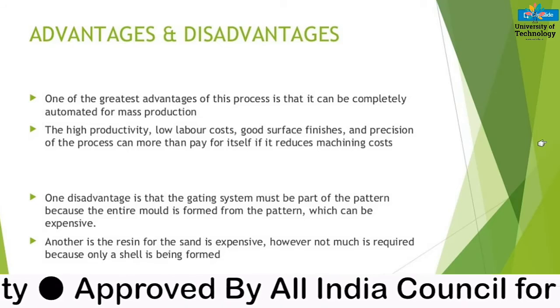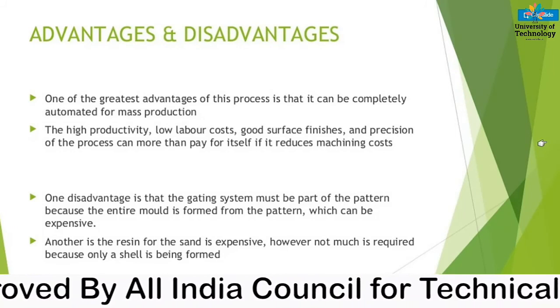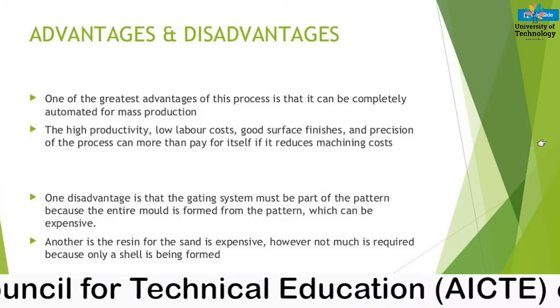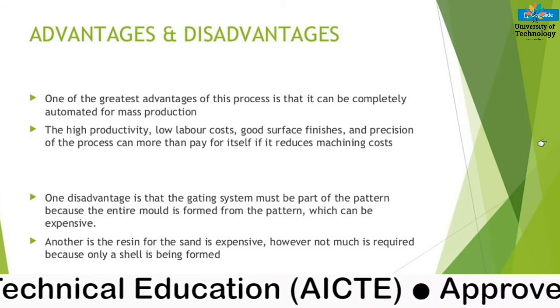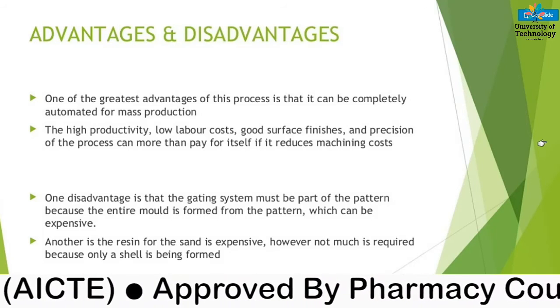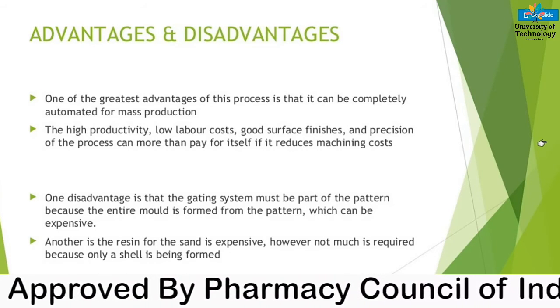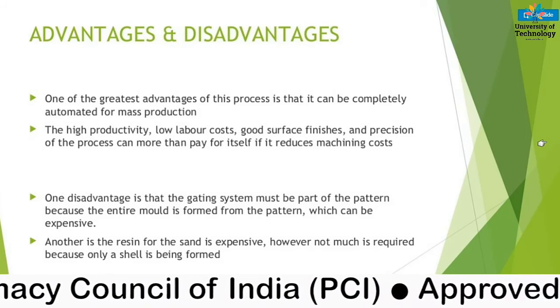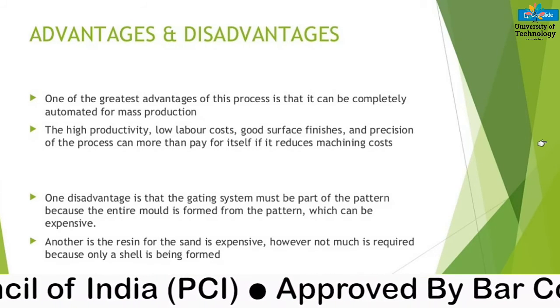Some advantages and disadvantages of shell mold casting are here. One of the greatest advantages of this process is that it can be completely automated for mass production. The high productivity, low labor cost, good surface finishes, and the precision of the process can more than pay for itself. It reduces machining cost.